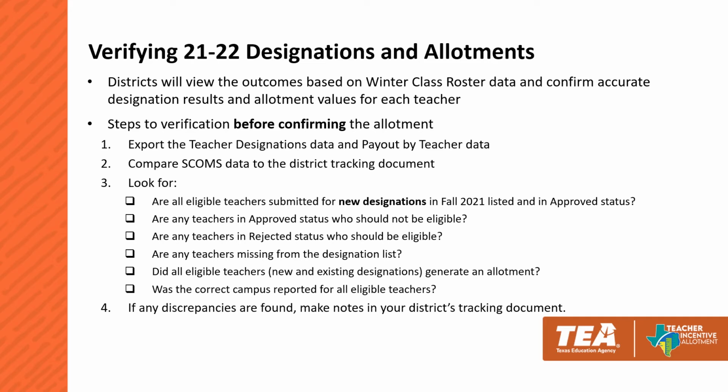So the key look-fors are: all eligible teachers who were submitted for a new designation listed in an approved status. And are there any teachers in approved status who should not be eligible? So if a teacher left your district in January and they are showing an approved status, that should not be. We'll talk about what to do if the information is incorrect. Are there any teachers in rejected status who should be eligible? Are any teachers missing from the designation list? Did all eligible teachers, both new and existing designations, generate an allotment?